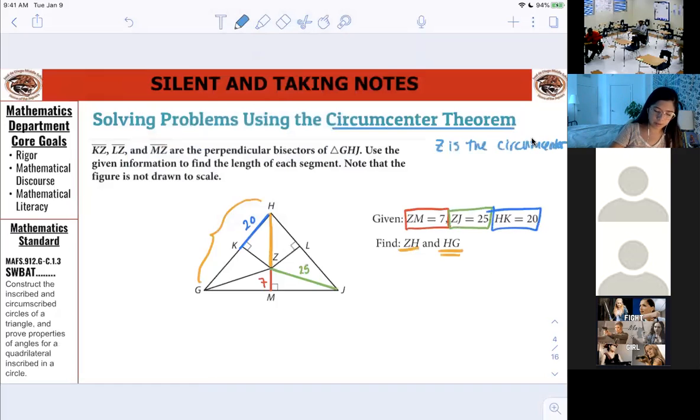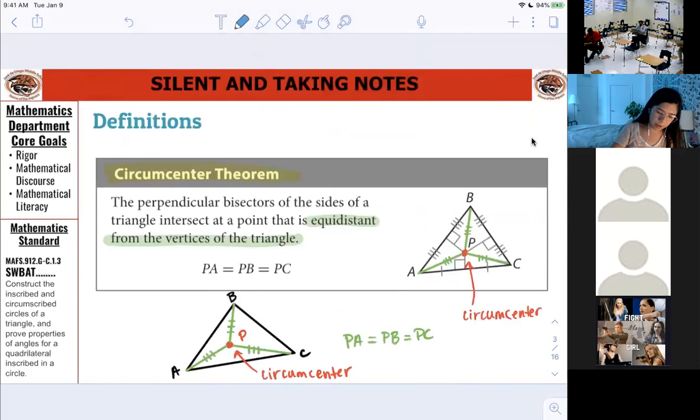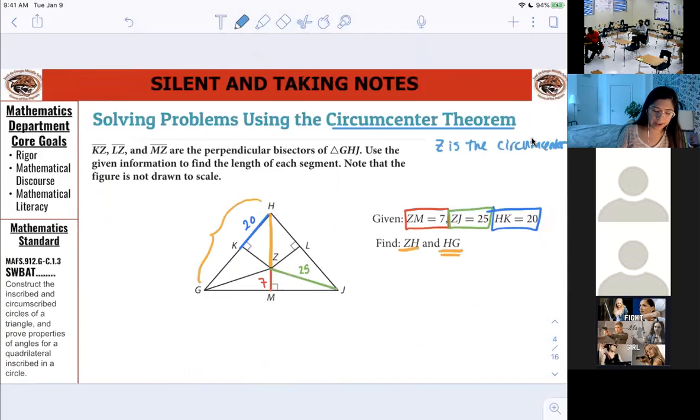So let me go back really quickly. The perpendicular bisectors of the sides of a triangle intersect at a point that is equidistant from the vertices of the triangle. There's kind of a lot going on, okay? So here, which lines would be equidistant, if it has to be equidistant from the vertices?